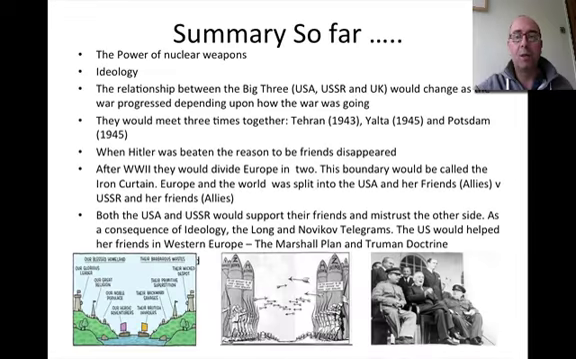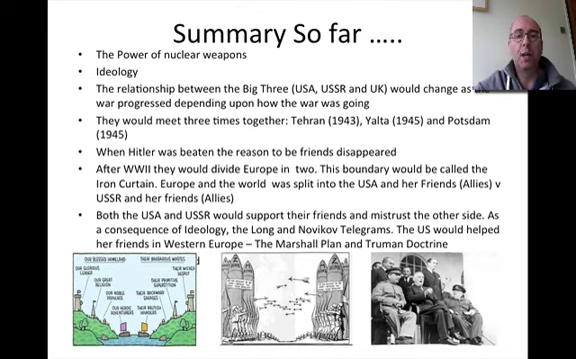So, the summary of the story so far. We understand the power of nuclear weapons, and at this point in the story, only the United States possesses those nuclear weapons. These weapons render a war unwinnable, certainly if both sides possess those weapons. Secondly, we understand the importance of ideology, and that is that the two sides both view each other with hostility and cannot understand each other.